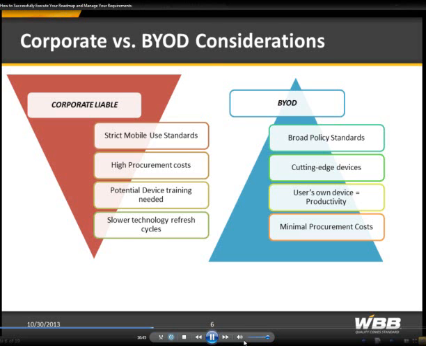The high procurement costs, you want to bring it down, and you want to be able to have device training as needed as you introduce devices, and you don't want to introduce new devices.